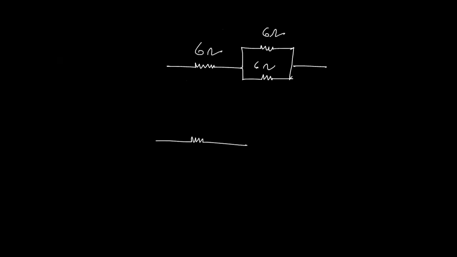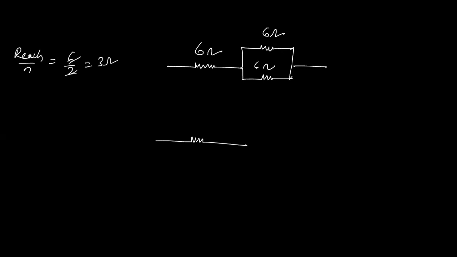If we connect two resistors in parallel and one resistor in series, then this is 6 ohm, this is 6 ohm, this is 6 ohm. Now calculate the equivalent resistance of these two resistors. It would be 1 upon 6 plus 1 upon 6, or you can use the formula R each upon N, that is 6 divided by 2, you would get 3 ohm.